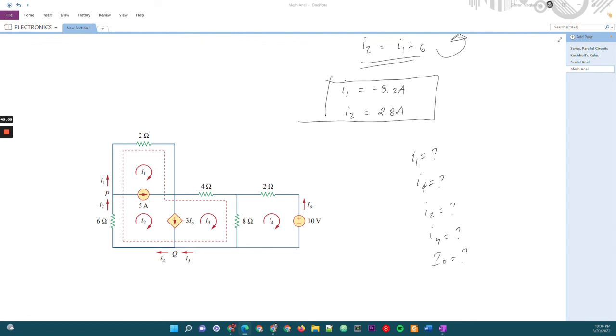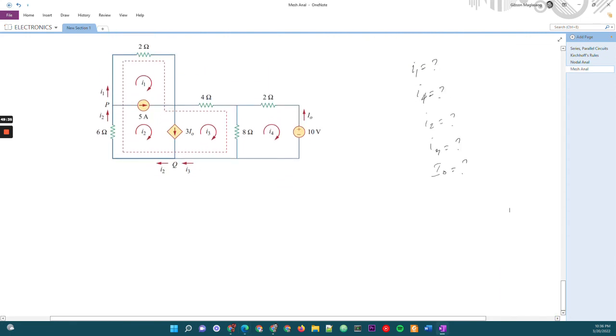So for this particular case, we will use KVL on this super mesh. Okay? And then we will use KCL on node P. Okay? And also KCL on node Q. And another KVL on mesh 4.